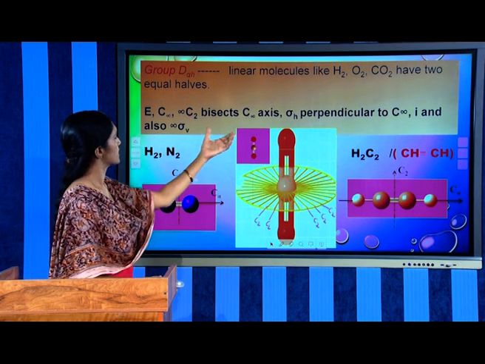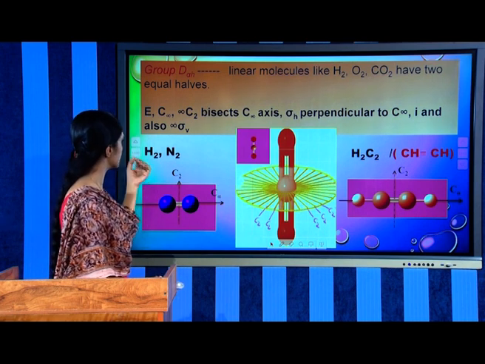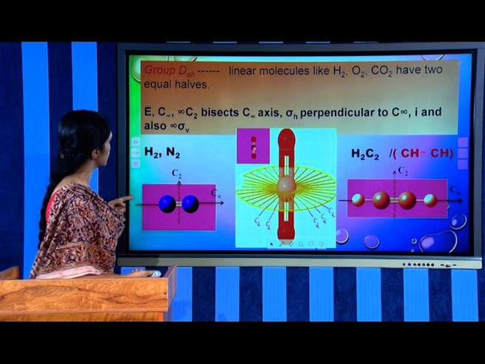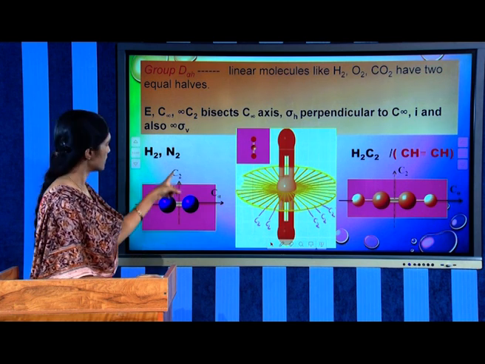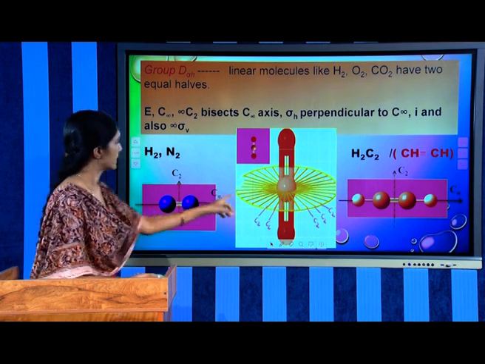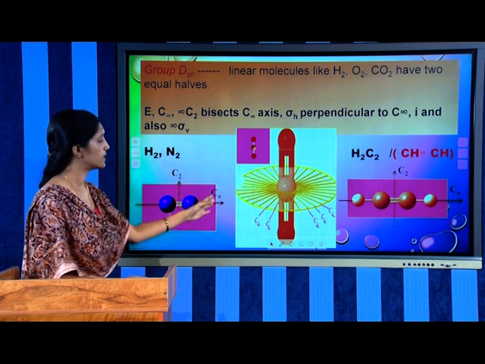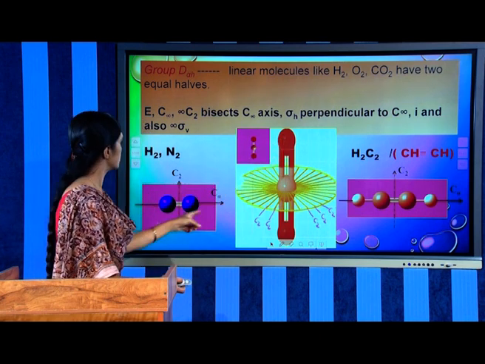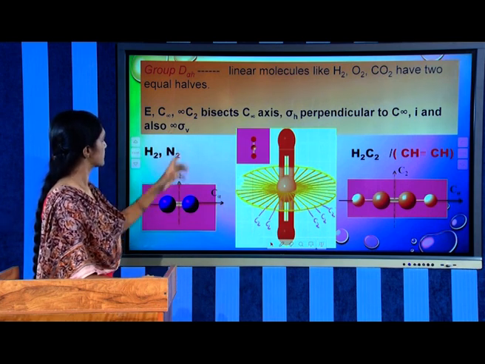So, we have to check whether all these operations are contained in this type of molecules. The first example we are taking is H2 and N2, which are symmetrical molecules having two equal halves. The C infinity axis is this, and there can be infinity times C2s. Here you can see only one C2, but like this C2 there can be infinite times C2s, in many directions which are perpendicular to the C infinity axis. And also there is a sigma h perpendicular to the C infinity axis, and also i, and of course there is infinite times sigma v's also.